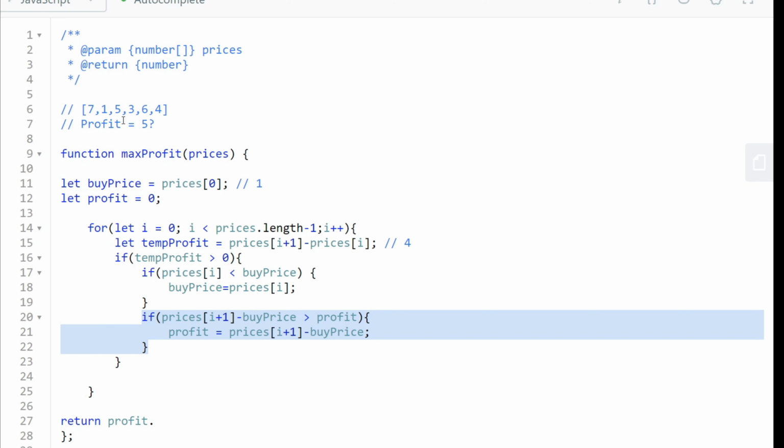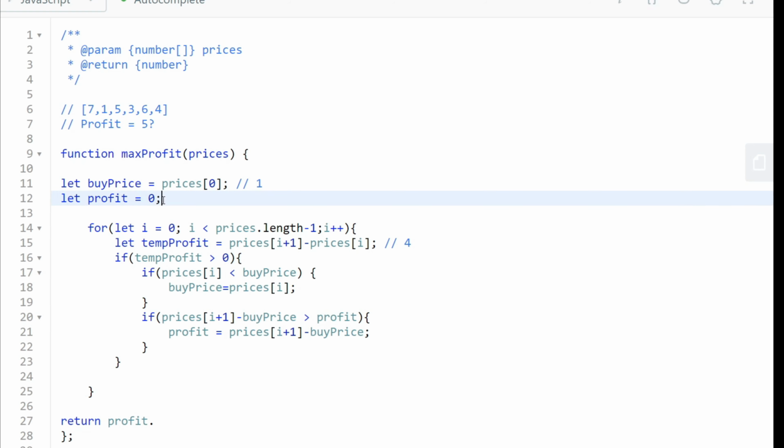So prices at that position over here will be 5, right? 5 minus our buy price, which is 1, right? Is that greater than our profit? Our current profit is at 0. If it is, then great. Let's put our profit in here. Current profit here is $4. Let's move to the next pair.